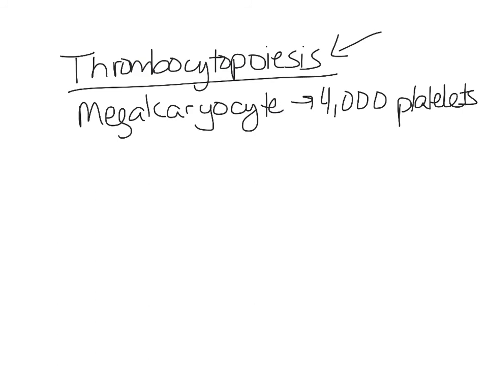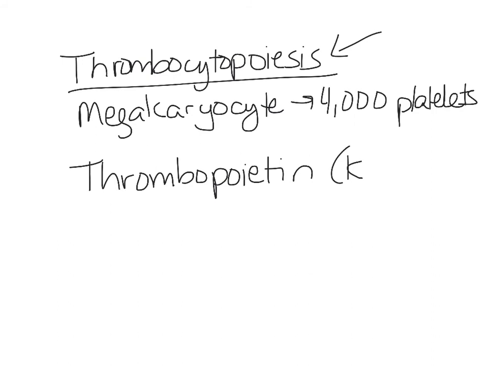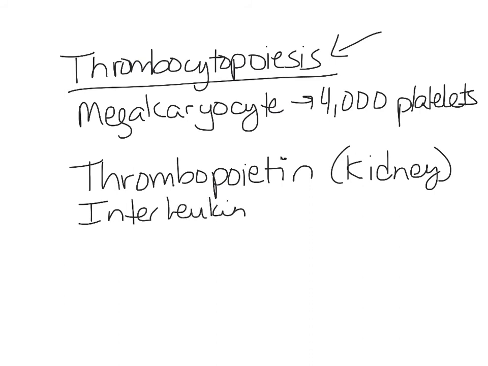A couple of things will stimulate thrombopoiesis. There is a hormone called thrombopoietin, and that is from the kidney. So again, the kidney is receiving blood, and the kidney says, yeah, we need more platelets. Thrombopoietin gets released, and that's going to stimulate the red bone marrow to produce more platelets. Interleukins also will increase thrombocytopoiesis.